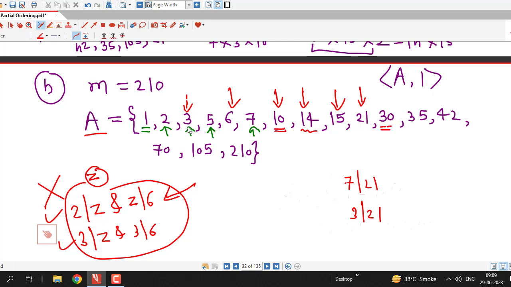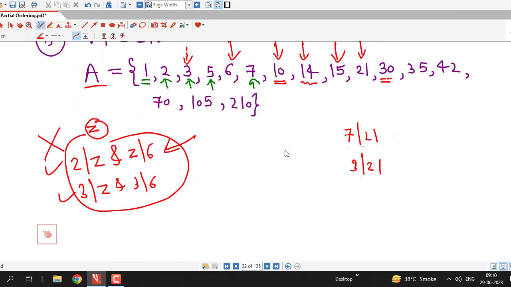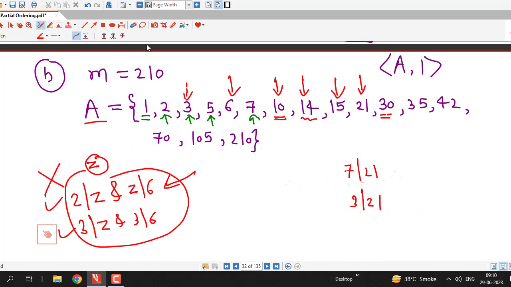Similarly, 30 cannot be a cover of 3. 30 cannot be a cover of 5 also, because there is a 10 in between 5 and 30, and 30 is going to be a cover of 10. So that we will see after we draw the circles for those elements which are above these elements. I am first finding the elements which are covers of 2, 3, 5 and 7 only. So I will not concentrate on 30, because 30 is not a cover of 2, 3, 5 and 7.